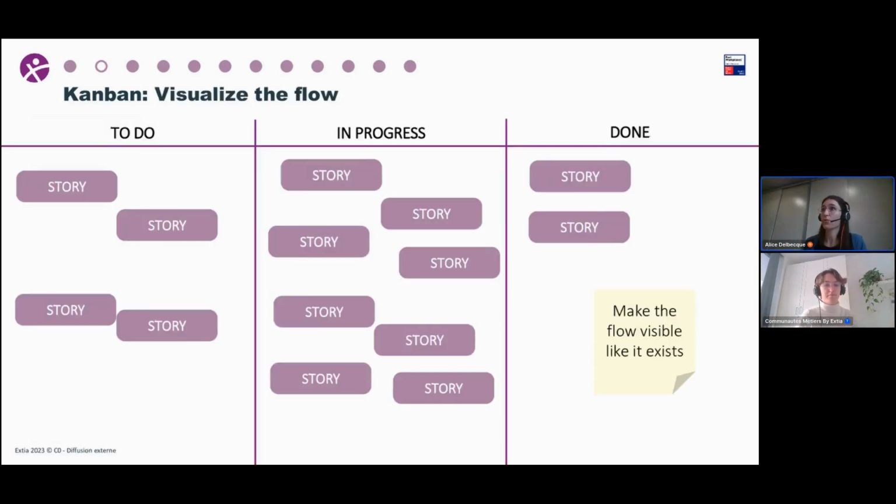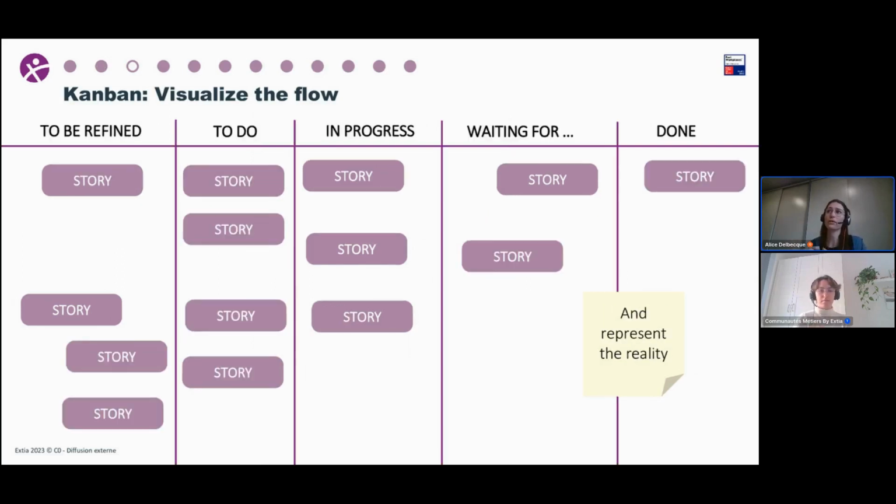Visualize the flow. What does it mean? That means that when you have something to do, well, first it's to do, then it's in progress, and then it's done. This is the easiest workflow that we can have. However, maybe that doesn't represent the reality. Maybe you have something more like that.